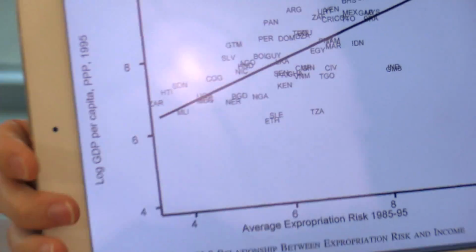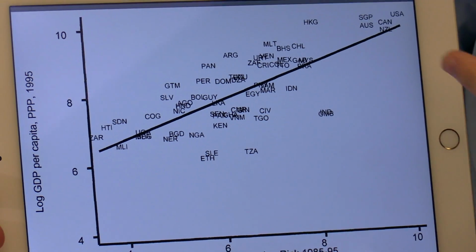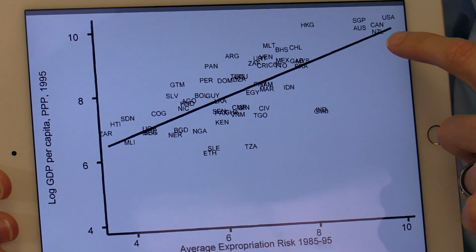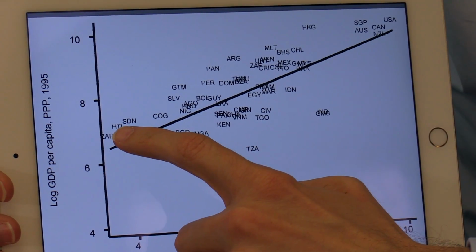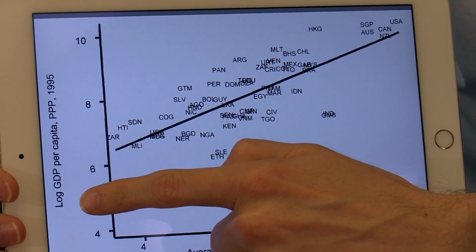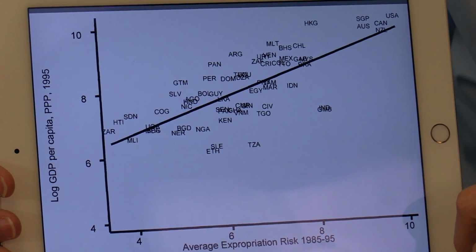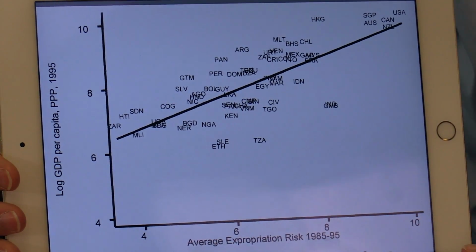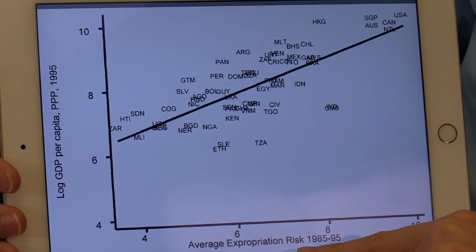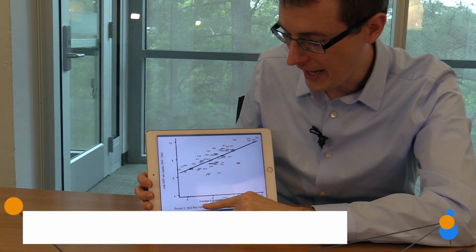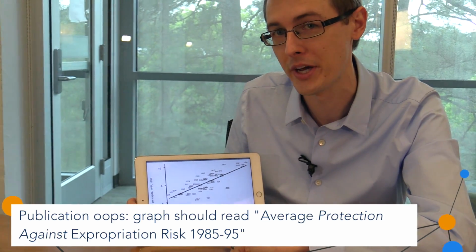So let's look at the data. So here, they've plotted all the data. Each point here is a different country. So up here you see we've got USA, Canada, Australia, New Zealand. Down here we have Sudan, Haiti, and Mali. Okay? On the vertical axis, we have log GDP per capita, 1995. So that's economic growth. Okay, that's what's being measured on the vertical axis. On the horizontal axis, it says average expropriation risk, 1985 through 95. Okay, editorial typo here. They really mean average protection against expropriation risk.